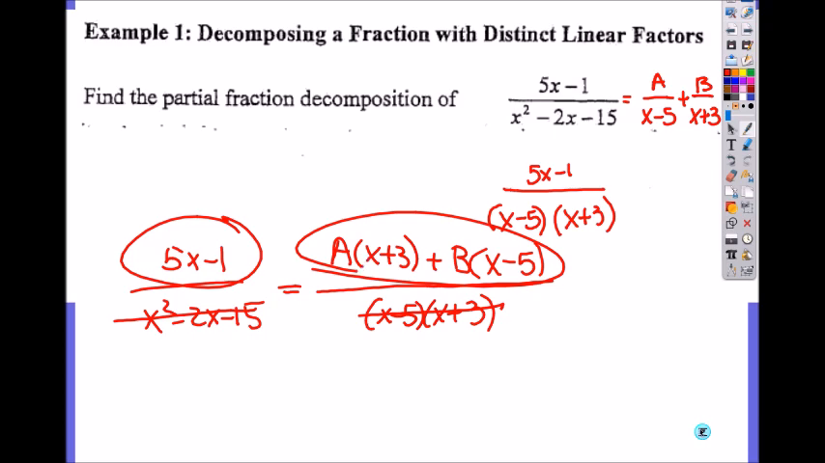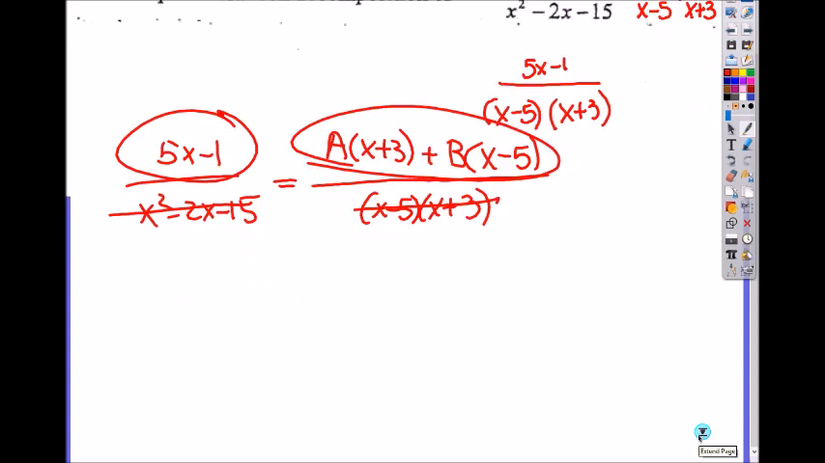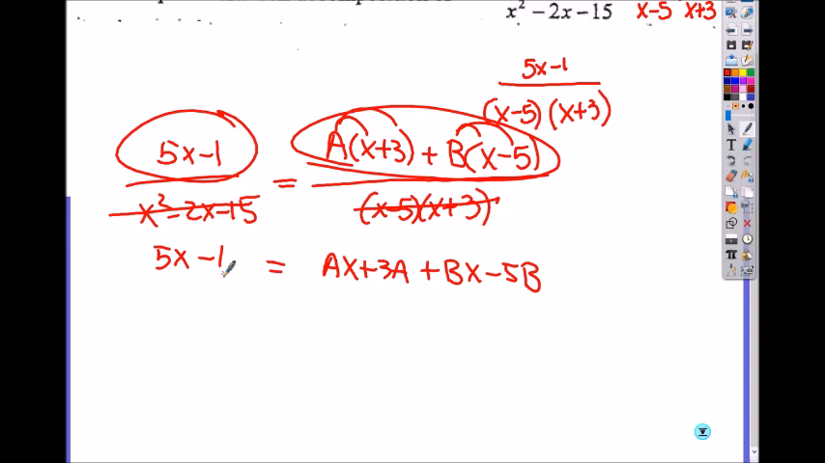So now we are looking for A and B. When you distribute A and B, the coefficient of x must be equal to what? 5. And when you distribute A and B, your constant must equal what? Negative 1. So we have to find numbers for A and B that will satisfy this expression. First, distribute: Ax plus 3A plus Bx minus 5B equals, again, what? 5x minus 1.